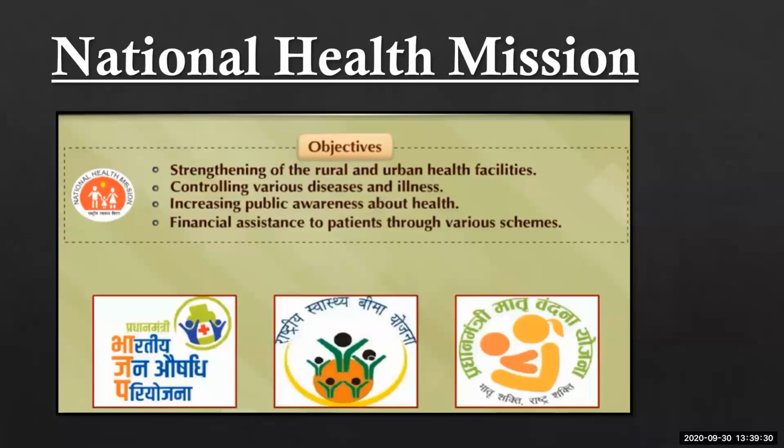National Health Mission. Under the National Health Mission, the National Rural Health Mission has been started since April 2005 and the National Urban Health Mission since 2013. The main objectives of this mission are what? To strengthen the rural and urban health facilities, control various diseases and illness, increase public awareness about health, and offer financial assistance to patients through various schemes.